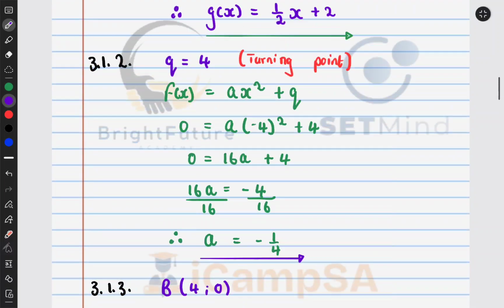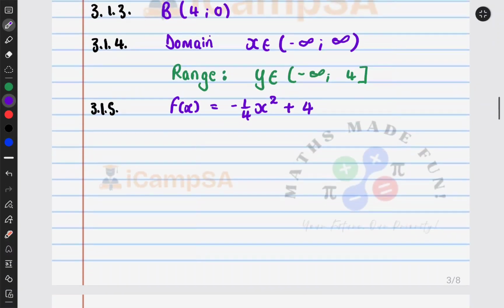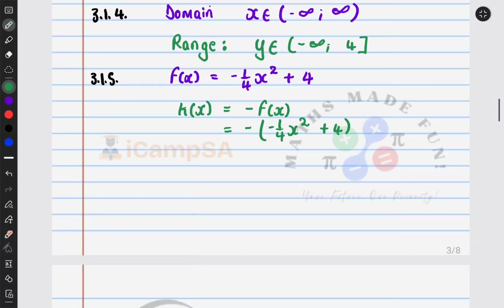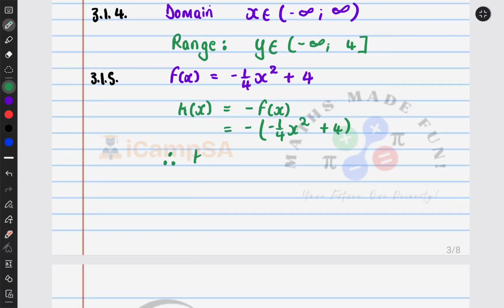And then we are told that the graph of k at x is equal to negative f at x. So what is f at x? F at x is negative 1 over 4 x squared plus 4. Therefore the graph of k at x will be negative multiplied by negative. We're going to have a positive 1 over 4 x squared minus 4, and that will be the equation for the graph of k at x.